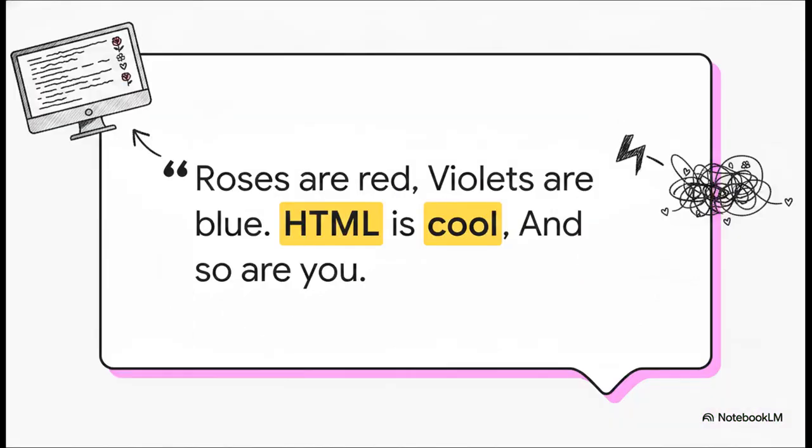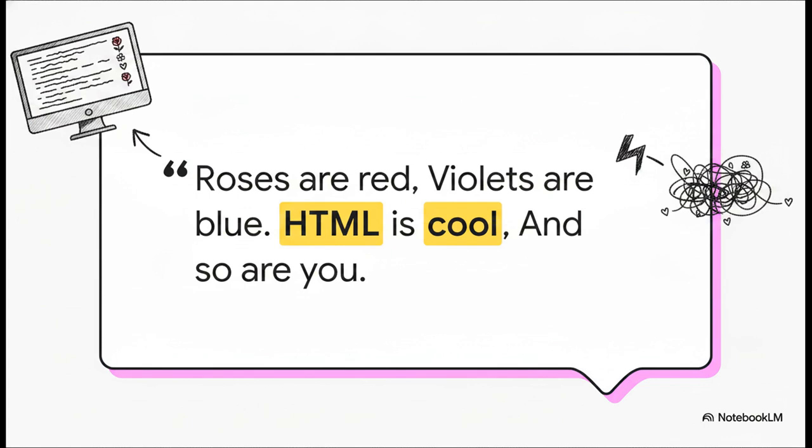Welcome to the classic layout hurdle. You will inevitably face this with things like song lyrics, poetry, or even computer code snippets. Let's say you write a nice little poem in your code editor, and you hit the enter key at the end of every single line, right? Well, because of whitespace collapsing, this is exactly what the browser spits out. Roses are red, violets are blue, HTML is cool, and so are you. It's all on one single squished line. That rhythmic visual structure you intended?